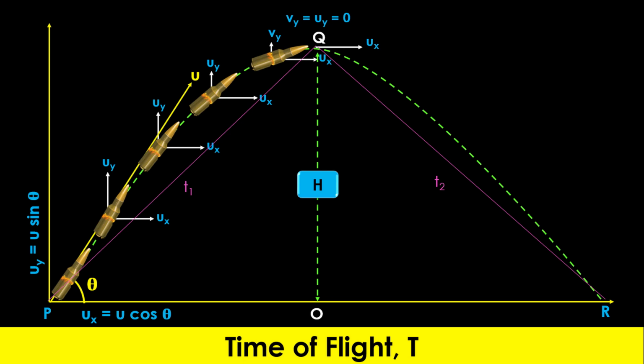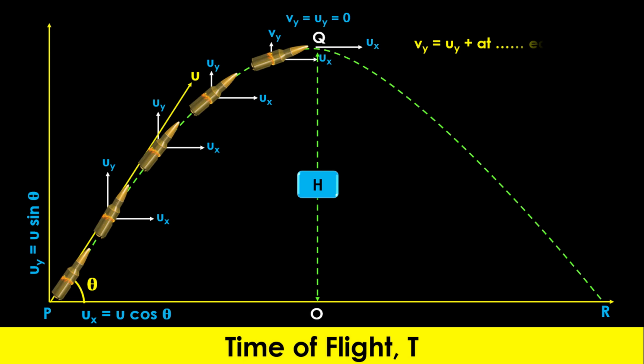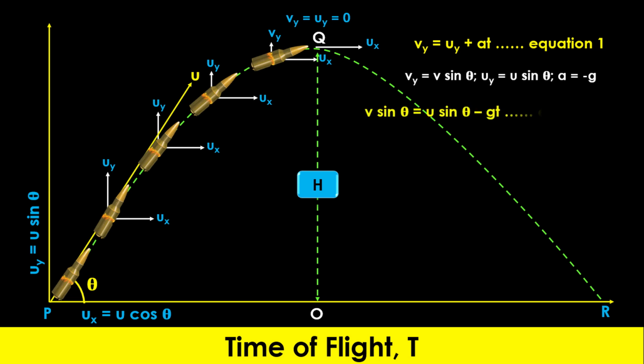To derive the time of flight, we will use equation 1, which connects v, u, a, and t. If we substitute the values of v, u, and a as v sin theta, u sin theta, and negative g respectively, then equation 1 becomes v sin theta equals u sin theta minus gt.